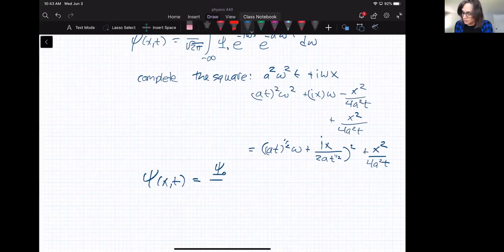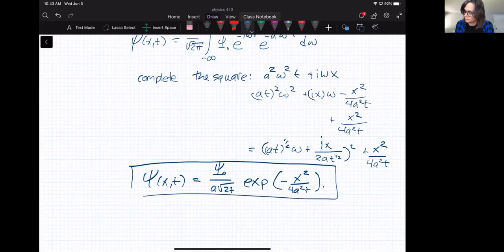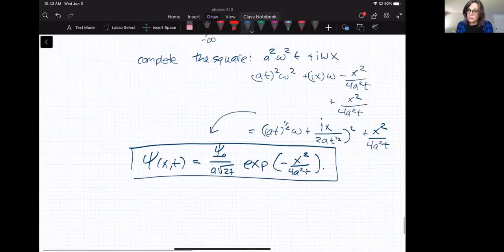initial spread divided by a over 2t times the exponential of e to the minus x squared over 4a squared t. So there's a lot of magic that happens there, but that's just manipulating an integral. The big lesson here is that by using the Fourier transform, you're able to create an ordinary differential equation and solve it that way. In your homework, you have problem 20.3.6.